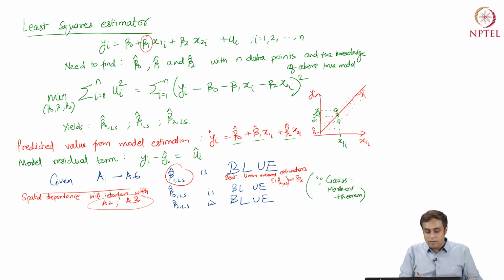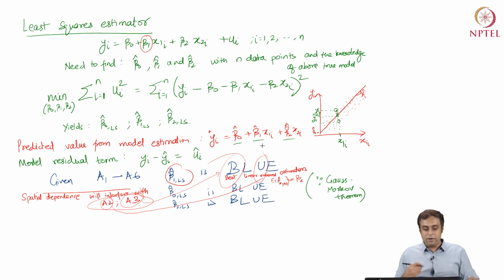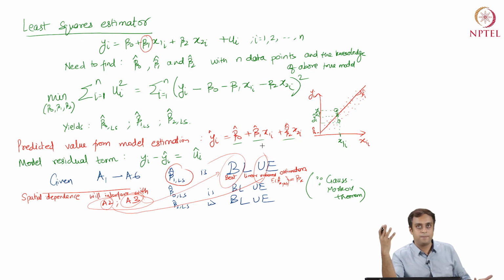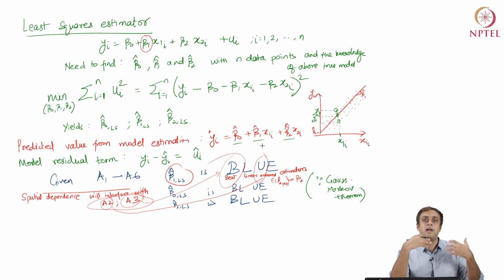With A2, spatial dependence will introduce bias, and with A3 it will interfere with the fact that the estimator is best or not. What we will see is that when A3 fails due to spatial dependence, we will have a better estimator. We will have something else that will be a better representation of the true estimator.